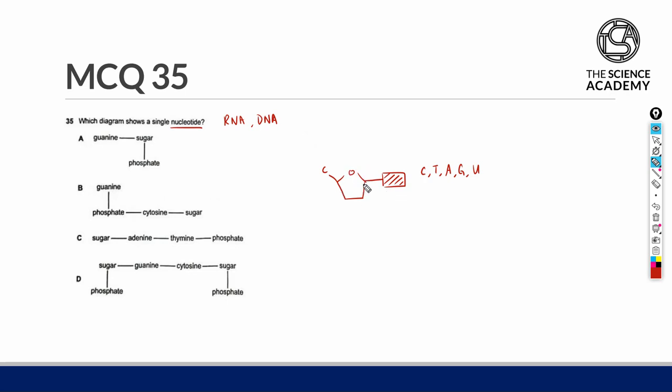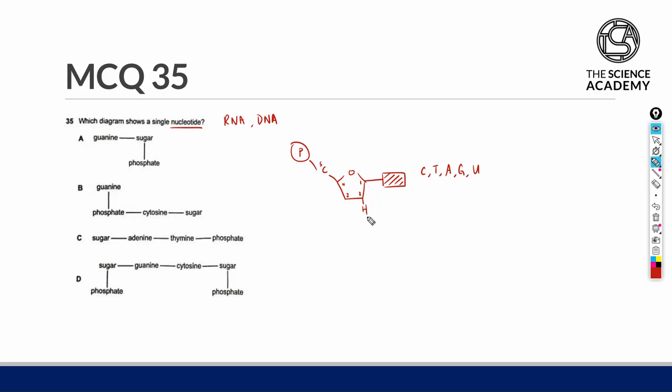The pentose sugar has 5 carbon, 1, 2, 3, 4, 5, and on the 5th carbon is where a phosphate group is attached to. This makes up one nucleotide. And an RNA nucleotide will have an OH group on the 2nd carbon, while the DNA nucleotide only has a hydrogen atom on the 2nd carbon.